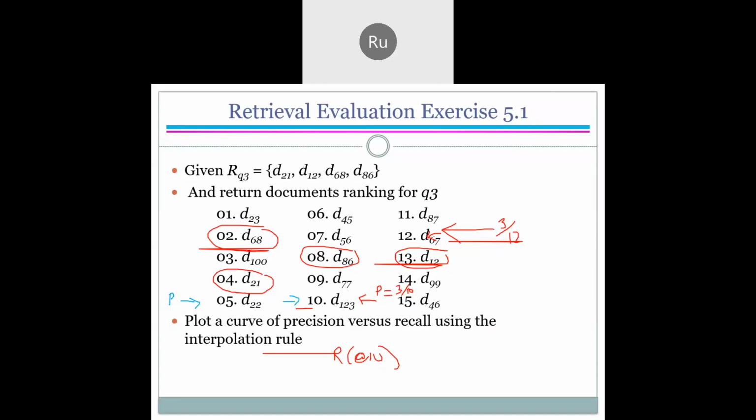So the position here is 3 over 10. This one is 2 over 5, right? Okay. So that is the answer. So the position at document 5 is 2 over 5 and the position at document 10 will be 3 over 10.